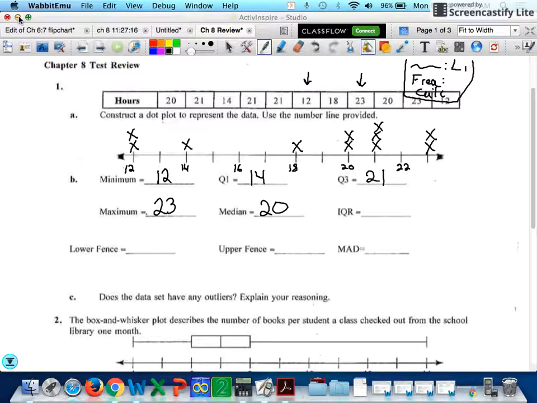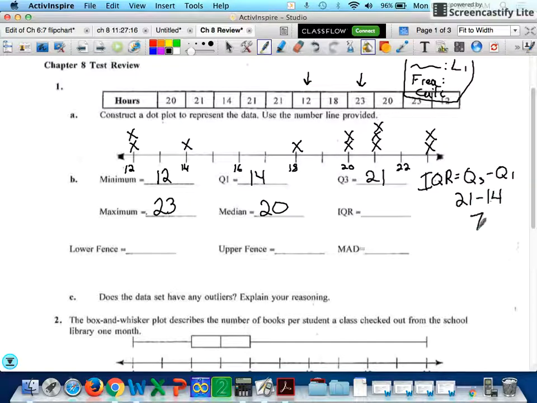Our IQR, okay? IQR is a pretty basic calculation. It's just Q3 minus Q1. Well, in this case, that's 21 minus 14, or 7. You have to use that to then find our upper and lower fences, okay? Our lower fence, we know the equation for that is Q1 minus 1.5 times IQR, okay?